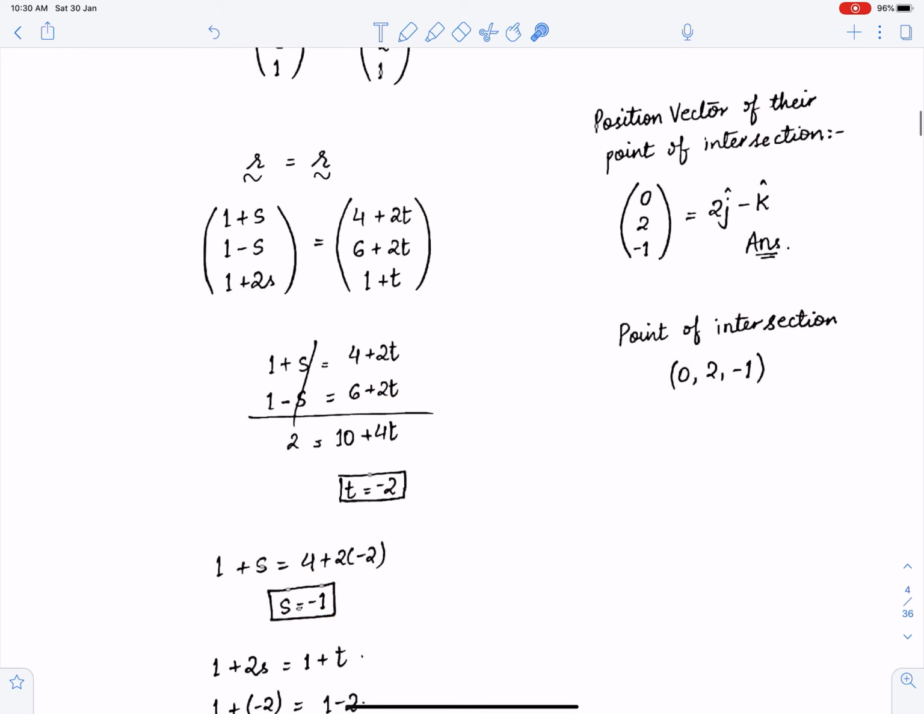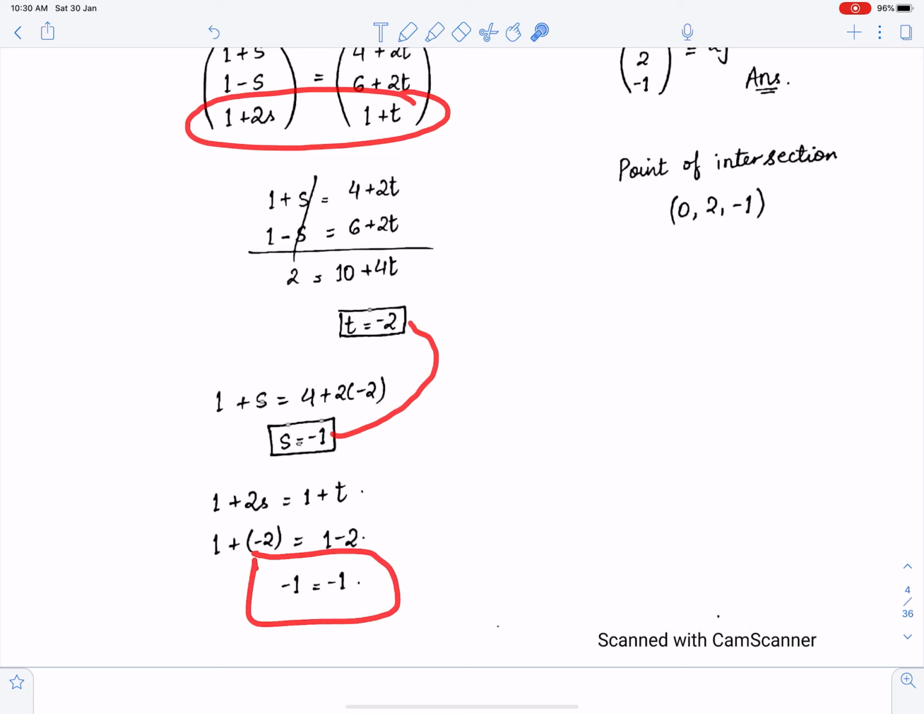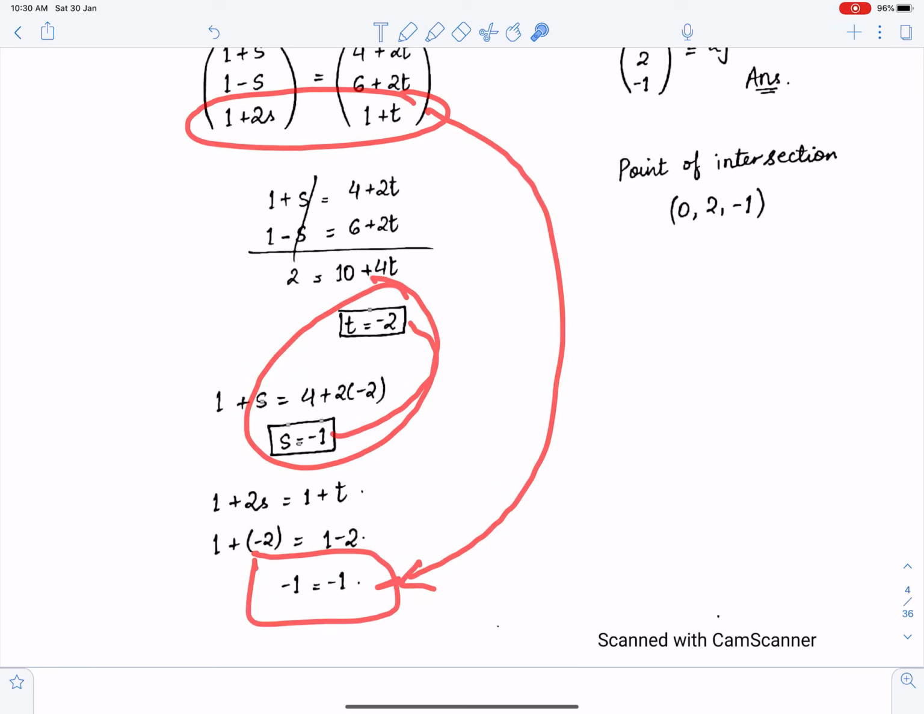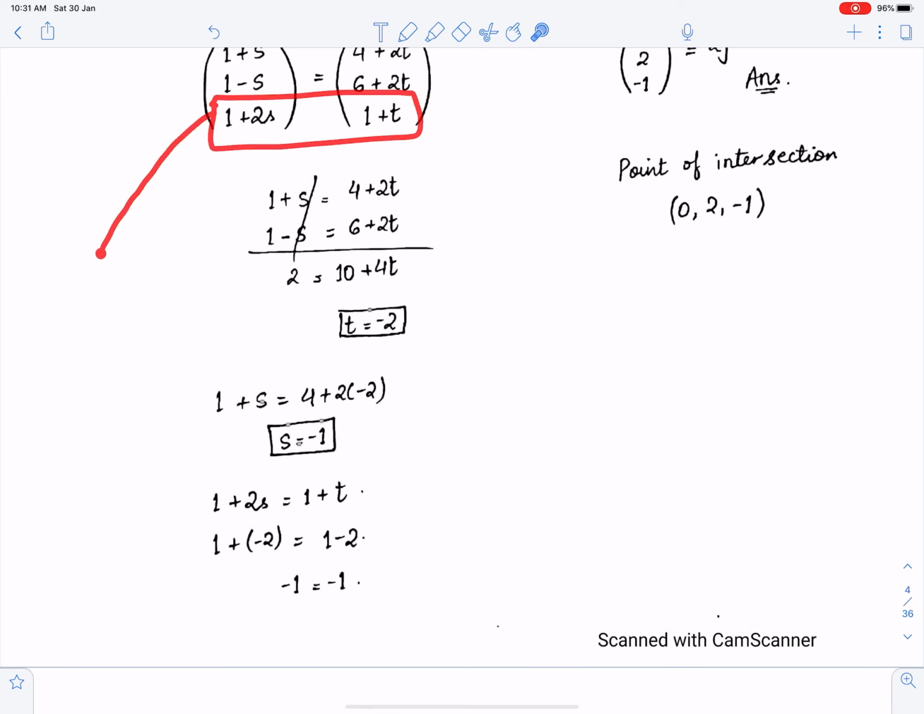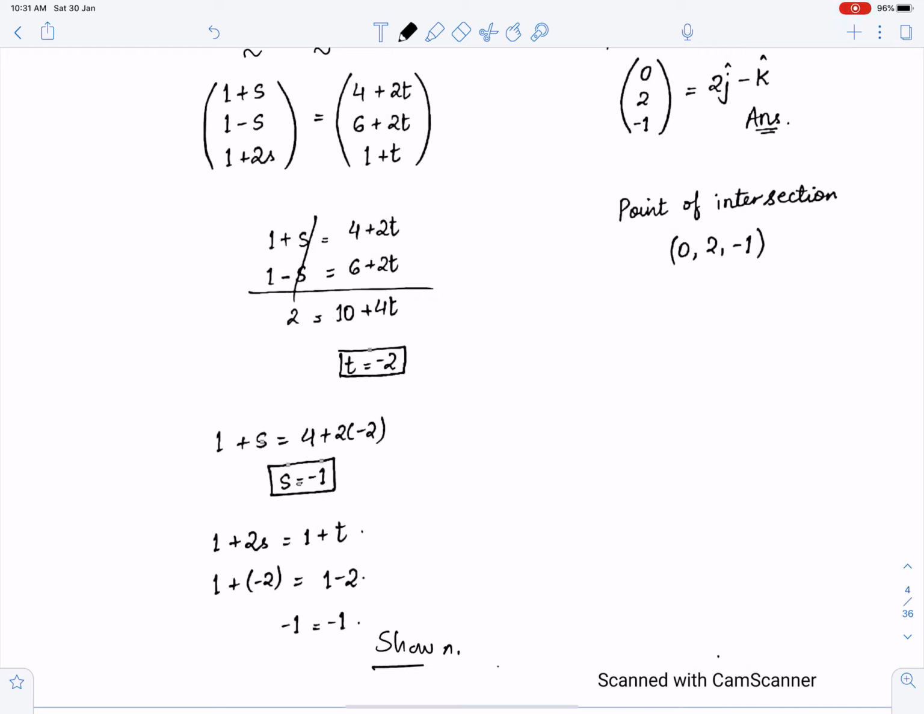Now we have to check whether the lines are intersecting or not. In this case, we have to in fact prove that the lines intersect. So by substituting the values of S and T into this equation, we have this. This equation is verified for these values of S and T. Since this third equation is verified, therefore we say lines do intersect. This means lines intersect, or you can say lines are consistent.